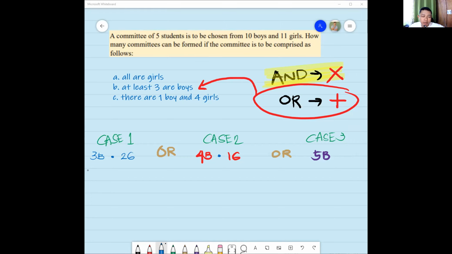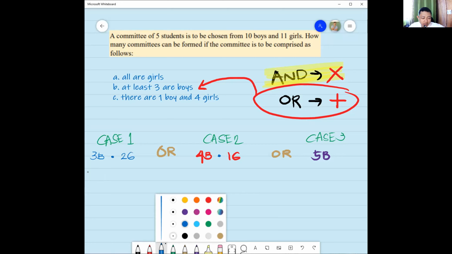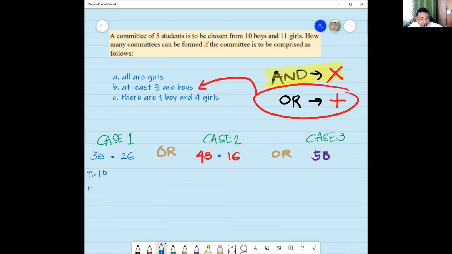Dito na kayo mapapagod. Kasi sobrang dami ng inyong ilolong method. Kasi dito, in here, you will get so tired of solving here because there are multiple combinations that you need to solve. Look at this. In here, 3 boys, N is 10, because there are 10 boys, and R is 3. And then for the girls, mapapagod kayo. N is equal to 11, and R is equal to 2. Dyan pa lang, ubos na oras nyo.